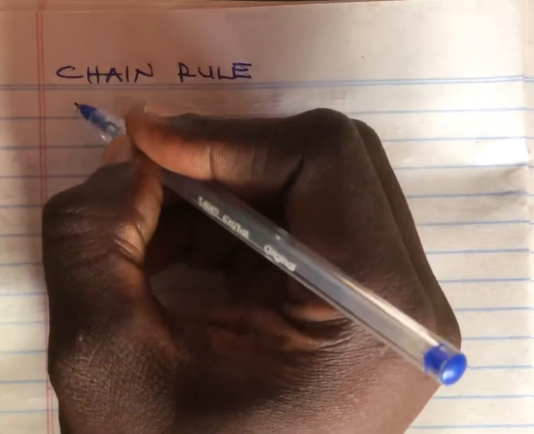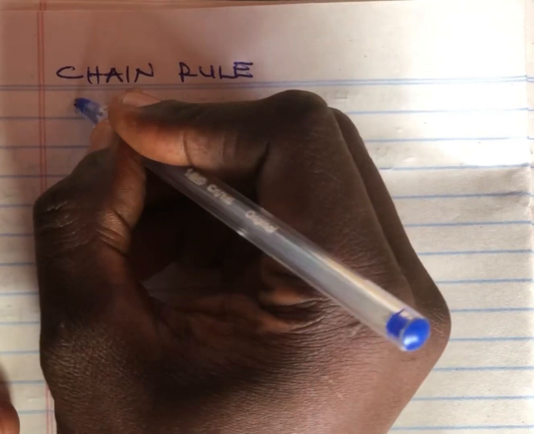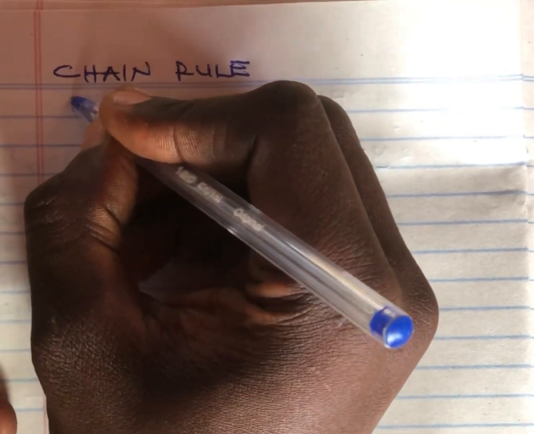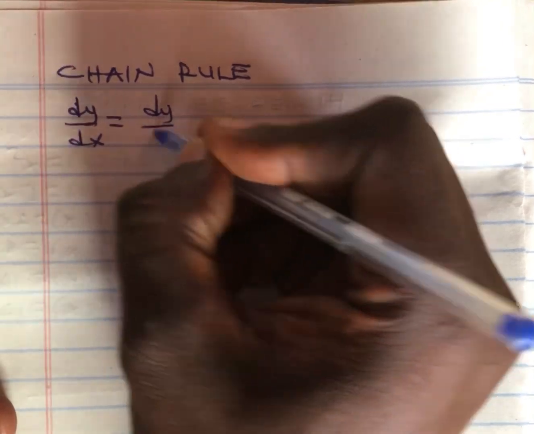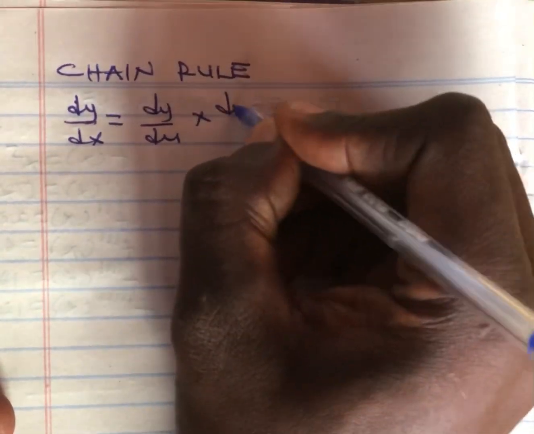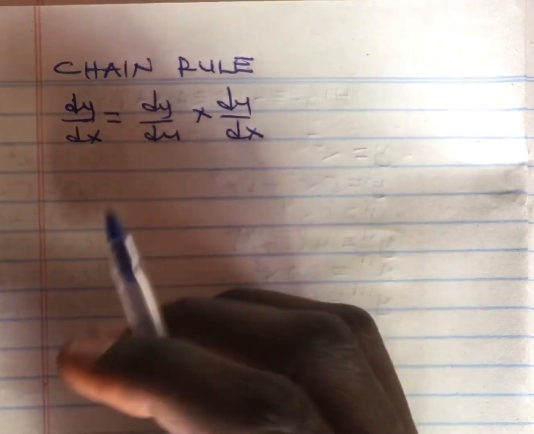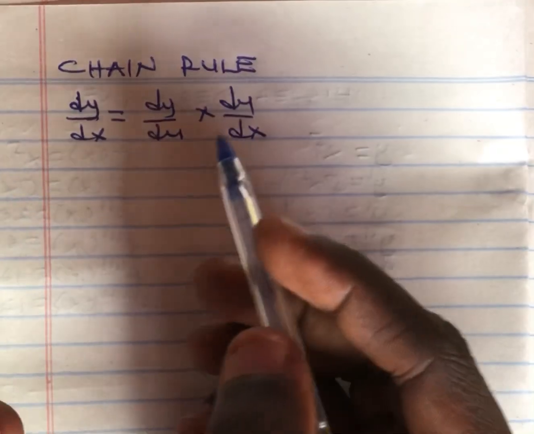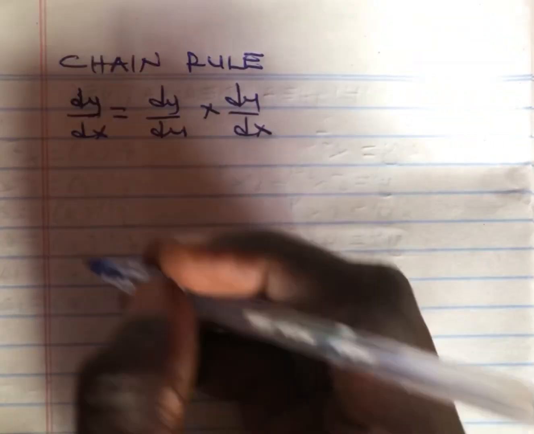When differentiating a question using the chain rule, we use the formula dy/dx equals dy/du times du/dx. What it basically means is that you need to frame the question that has been given to you in such a way that you can have dy/du and also du/dx, then you multiply both answers.